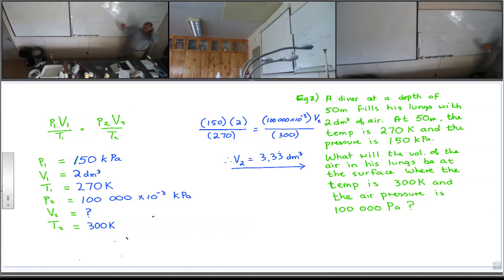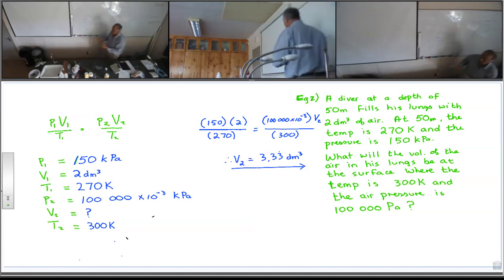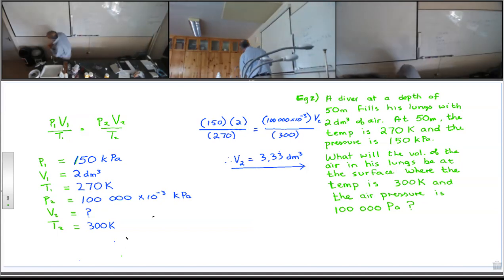Right. So these are the type of calculations that we're doing with gases. Quite actual, reasonable calculations. We've got 4 minutes left. Let's give you one example for homework.